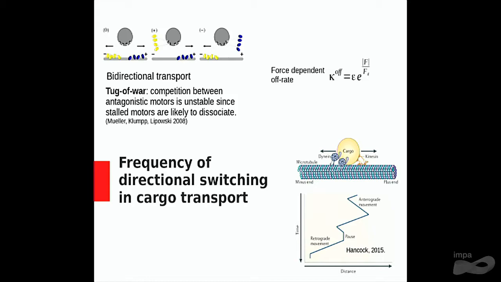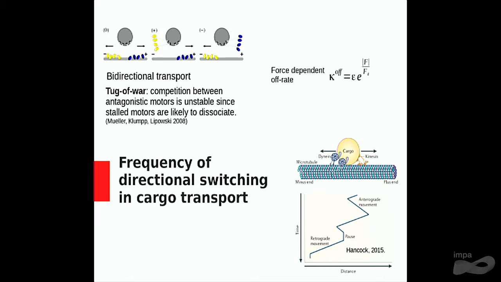And now I would like to talk a little bit about another project which deals with tug-of-war between antagonistic motors. We already went through this sketch here. And what can explain this behavior is this force-dependent off rate. So a situation where there's pretty much an equal number of motors pulling in one direction and an equal number of motors pulling in the other direction, that situation is unstable. You would rather have all the motors pulling in one direction or all the motors pulling in the other direction.